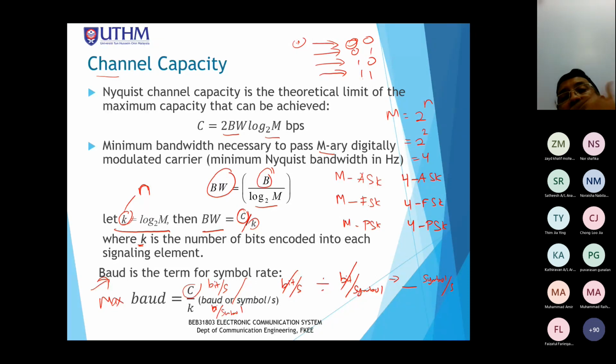Okay, different from bit rate. Bit rate determines the number of bits you can send in 1 second. But for symbol rate, it determines how many symbols you can send in 1 second. So the symbol rate is in terms of symbols per second, or what we call baud. Simply as baud, or we can say that it is symbols per second.